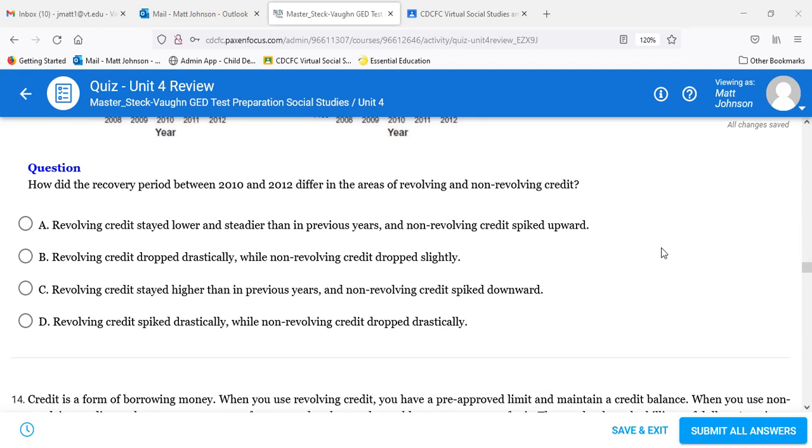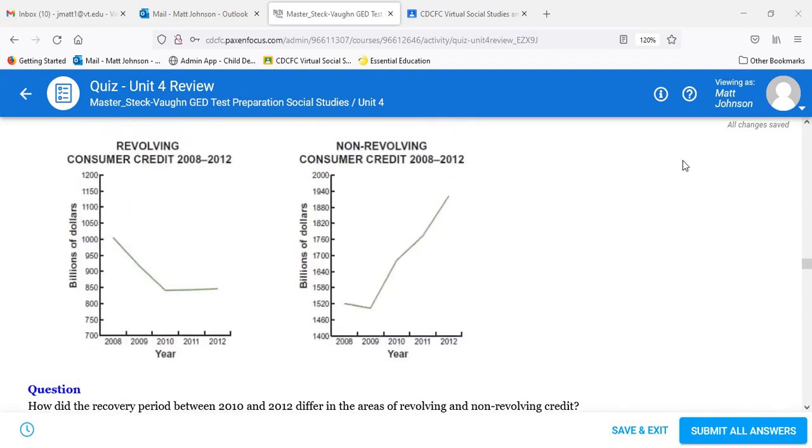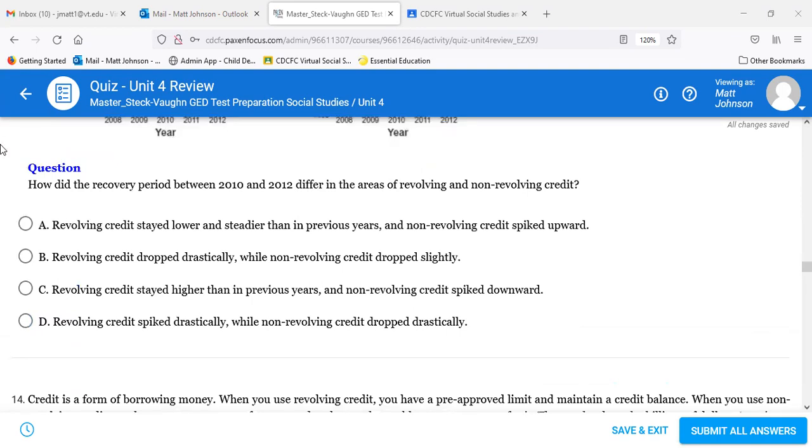Could I view the picture? Revolving drop, non-revolving up. Okay. Yeah. Okay. What kind of time frame on this?